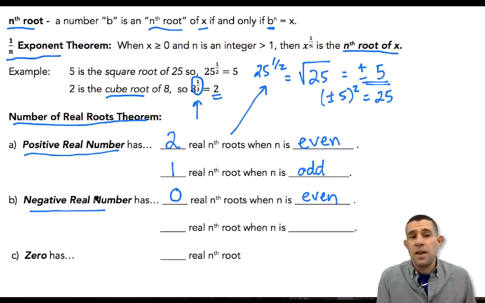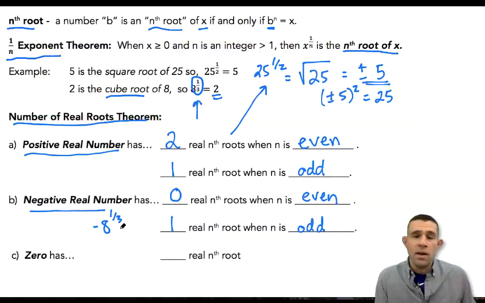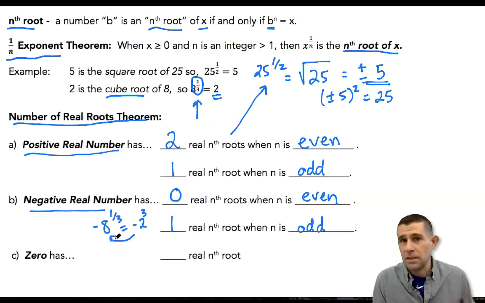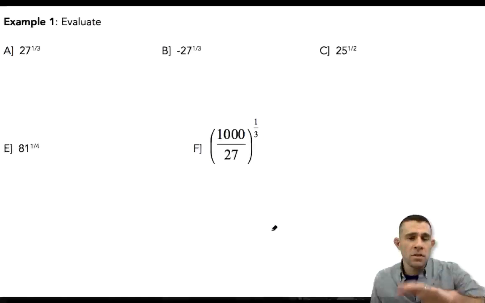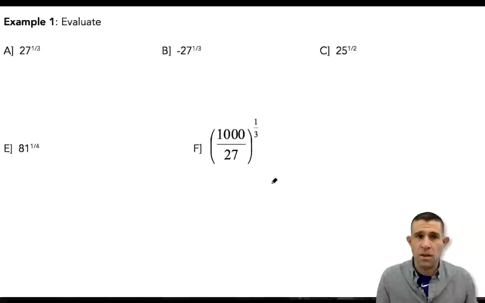All right, if there's a negative real number, we know that there will be one real root when n is odd. So this would be the example of the cube root of negative 8. What can I multiply by itself 3 times to equal negative 8? And that solution would be negative 2, because negative 2 cubed gives me back negative 8. All right, now 0 will always have one real nth root. Now let's get into some examples and hopefully help you solidify some of these new theorems that we're learning.